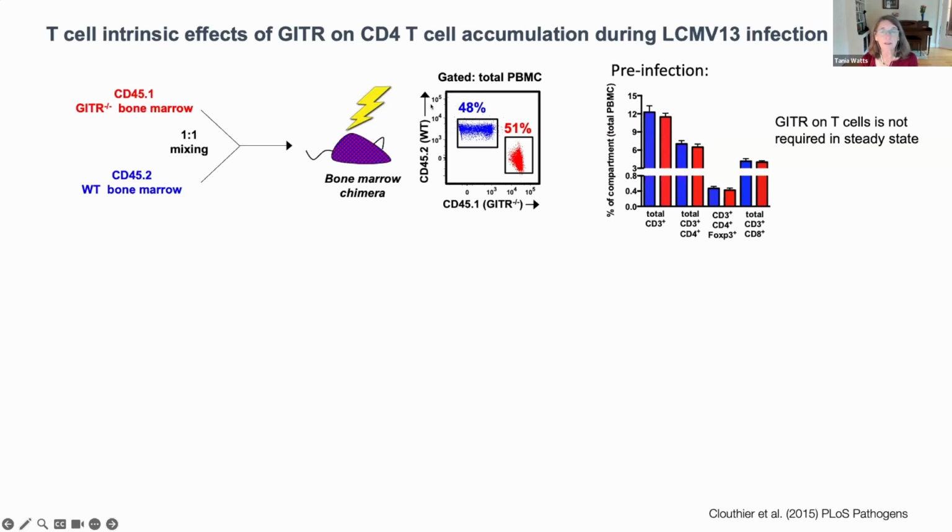We wait 3 months, and after 3 months, we can look at the reconstituted immune system, and you can see that we succeeded in reconstituting a mouse with about half the cells from the wild-type genotype and half from the knockout. Our cells of interest were the T cells. If we look at the total T cells, the CD4 cells, the CD8 cells, or the FOXP3 regulatory cells, they were equal on the wild type and knockout. So this told us GITR is not involved on T cells in the steady state. It's not required for their accumulation, presence, or development.